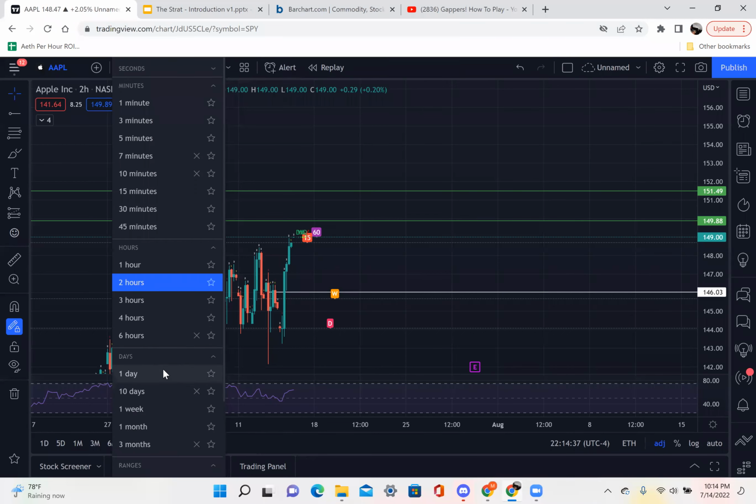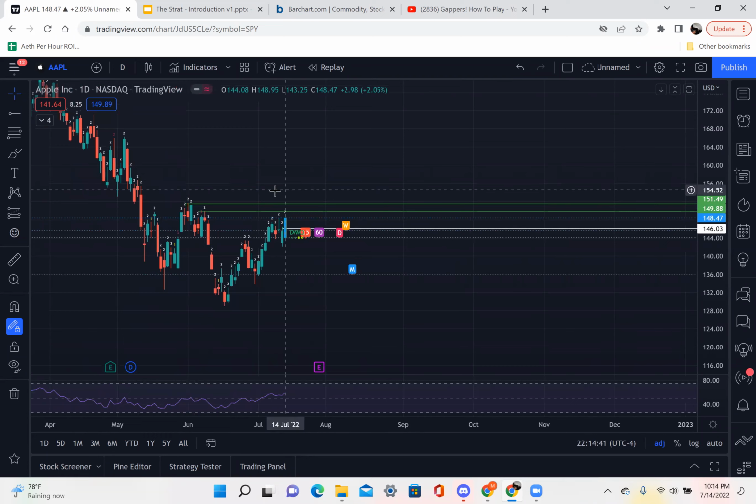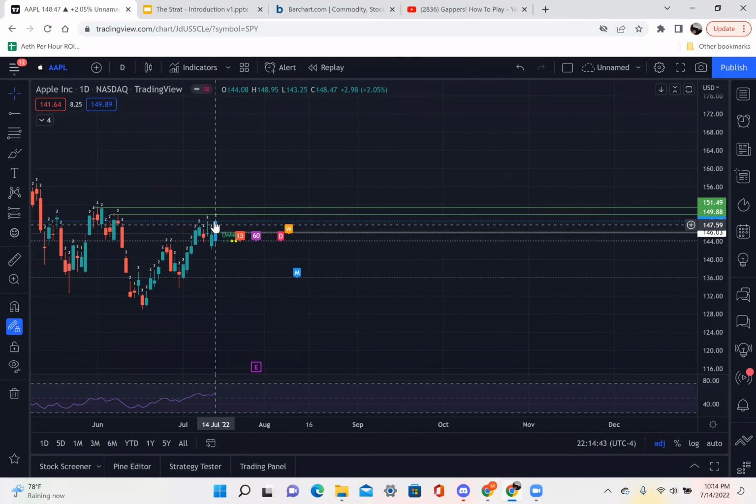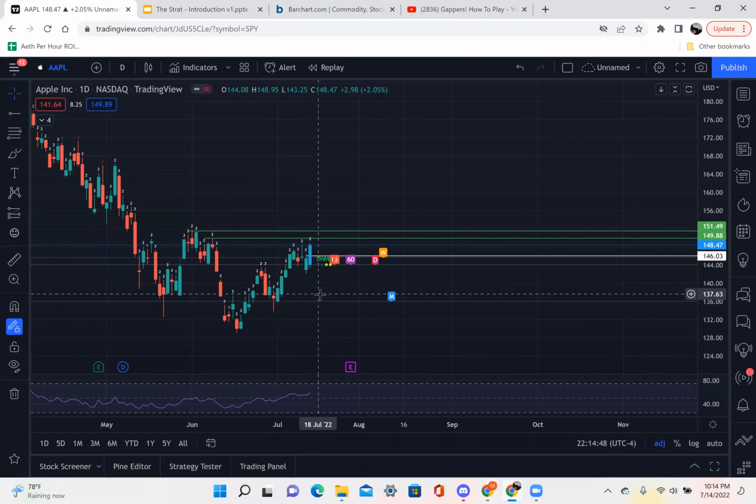But we're talking about the Strat right now. The Strat has shown me that the smaller time frame has reversed back up, right? Because we opened inside. But to me, the market is very bullish.